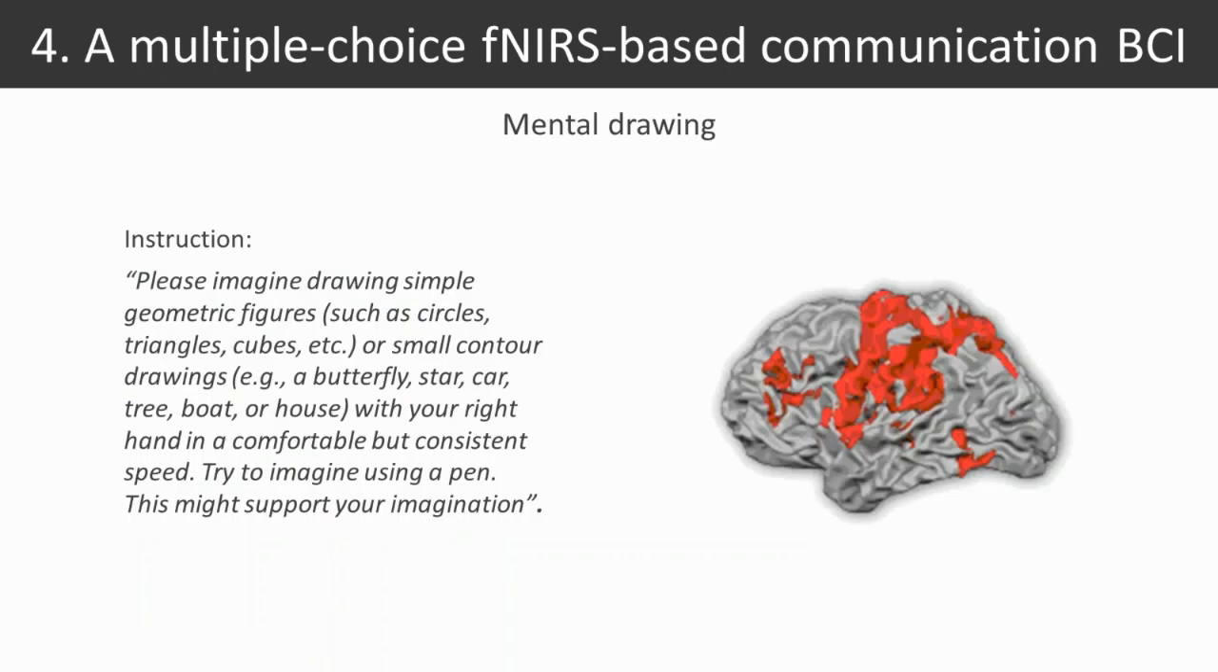Some words concerning the mental drawing paradigm. We have very clear instructions to the subject, and we always use mental drawing because we think this is something that everybody should know and everybody should imagine, also a patient later. The instruction is: please imagine drawing a simple geometrical figure such as a circle, triangle, cube, or a small contour drawing, with your right hand in a comfortable but consistent speed. Try to imagine using a pen. This might support your imagination. This has shown in the past to evoke the motor system in the brain very nicely.